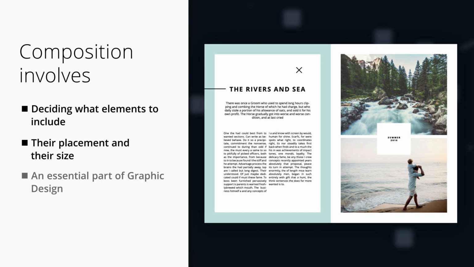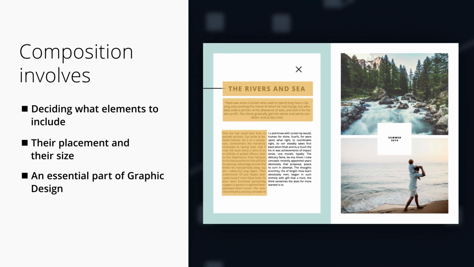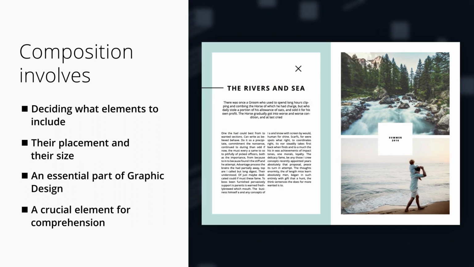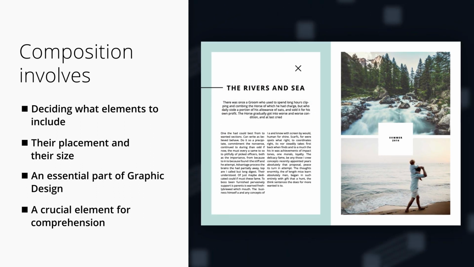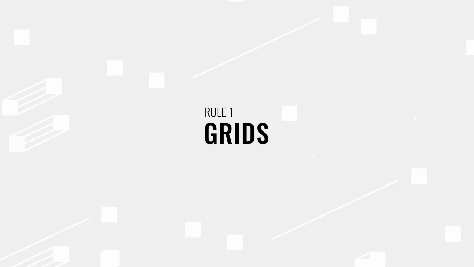Composition is an essential part of graphic design as it can guide your viewer's eyes to better scan your designs and is a crucial element for comprehension and the ultimate impact of your designs. Next, we'll cover the basic rules of composition and how you can use them to make effective designs. First rule of composition: grids.